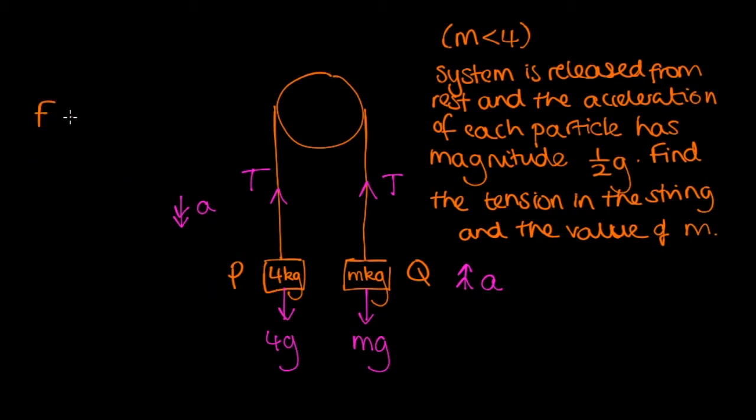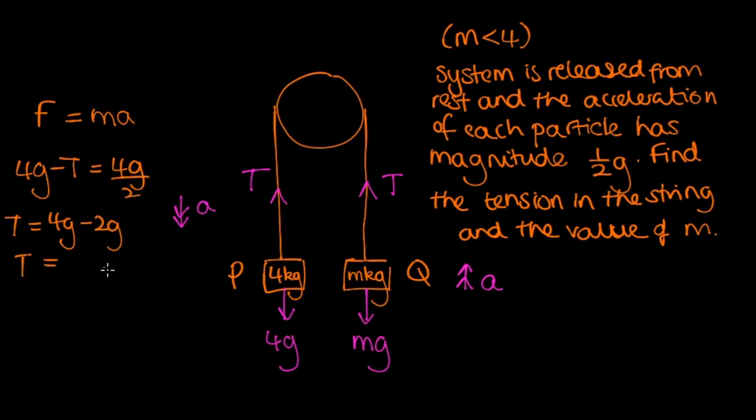So using F equals ma, and acceleration is down, so take down to be the positive direction. The forces are 4g in the positive direction and T in the negative direction, and that's equal to the mass, which is 4, times the acceleration, which we're told is g over 2. So rearranging this for T, T is equal to 4g minus 4g over 2, that's just 2g. So T is equal to 2g newtons.